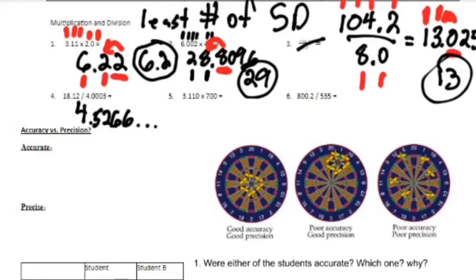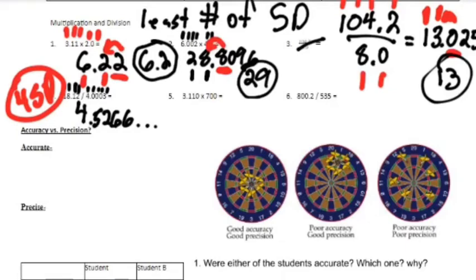18.12 has 4. 4.0003, all of those zeros are trapped between non-zero numbers, so all of those are significant, which gives me 5. Between 4 and 5, 4 is the least number of significant digits, which means that I can keep 4 significant digits. So go ahead and try, what is that going to be for this number?